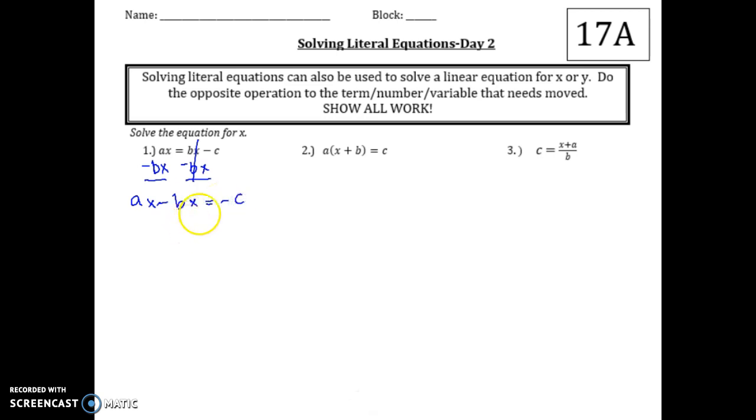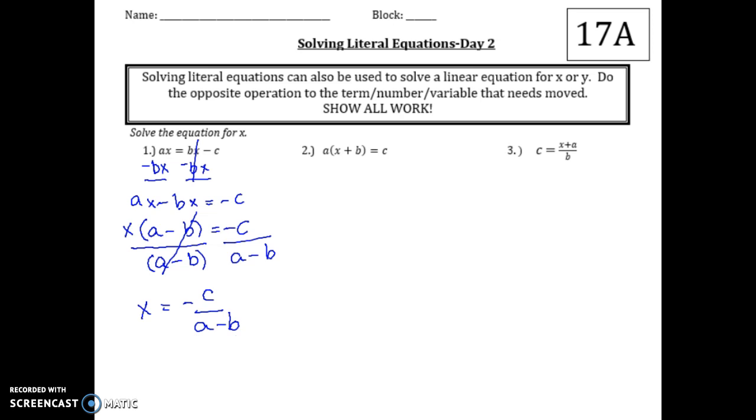Okay, from there, we're actually going to do a reverse distributive, and we're going to factor out an x. So this would become x times (a minus b) is equal to negative c. Okay, from here now, because I'm taking x and multiplying by (a minus b), I can divide by (a minus b), the opposite operation. Okay, and if I do that to one side, I can do that to the other. So now I've got my x by itself. So x is equal to negative c all over (a minus b). Okay, so that would be my answer.